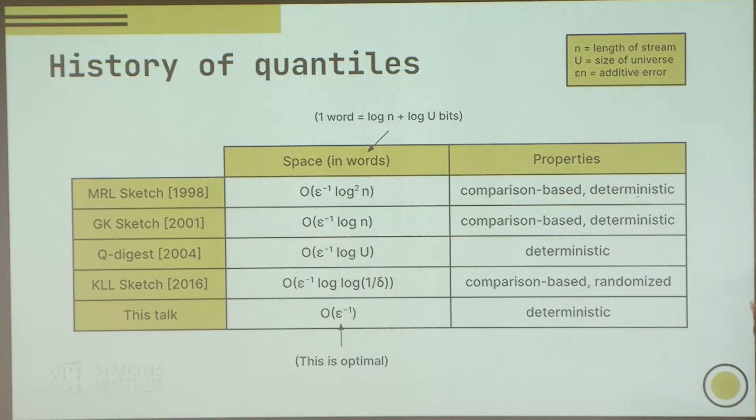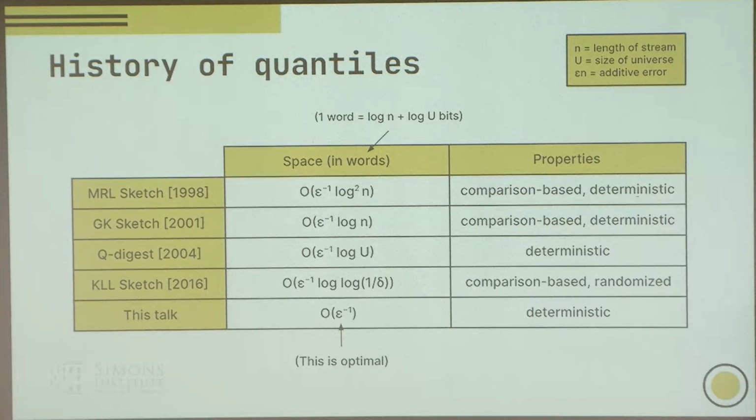So it turns out that the GK sketch is actually the best you can do for any deterministic comparison-based algorithm. To do any better than that, we'll need to look beyond the comparison-based model to find better algorithms.